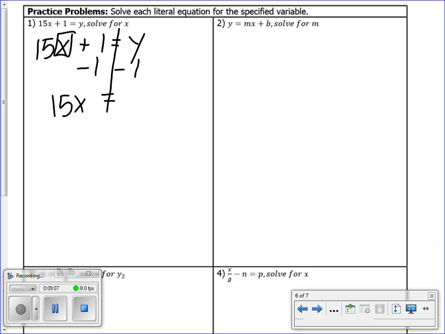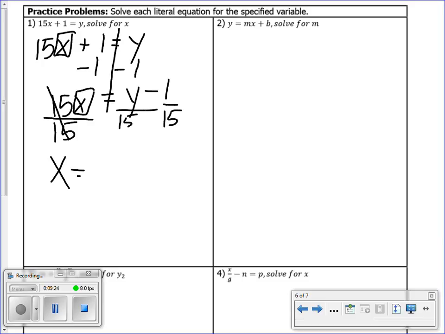15x equals y minus 1 because they can't go together. Now 15 and x are being multiplied together, so to undo this, I divide each side by 15. And again, I'm dividing each term by 15. 15's cancel on the left. X equals y over 15 minus 1 over 15. And that works out perfectly.